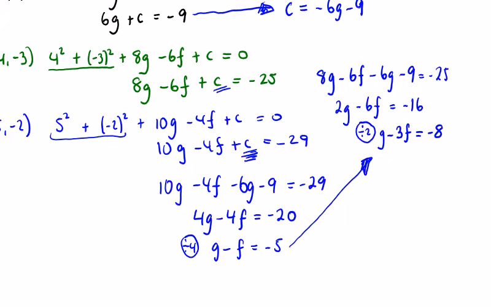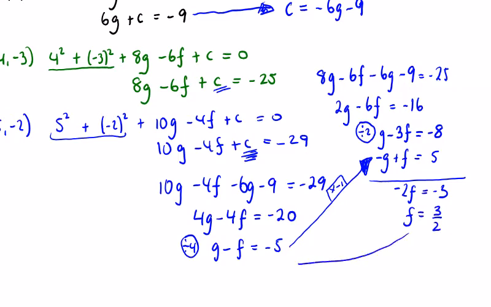So I'm going to change the signs, or multiply by minus 1, and always write down what you're doing. So we're going to get minus g plus f is equal to plus 5. So I should be able to solve for f. I'm going to have minus 2f is equal to minus 3. So f is going to be 3 over 2.